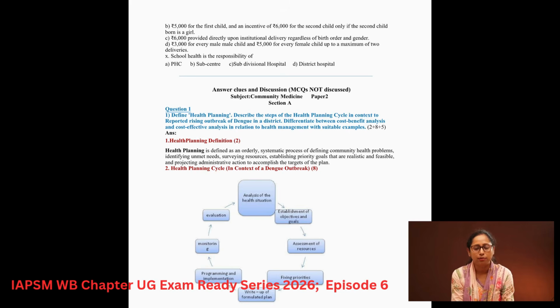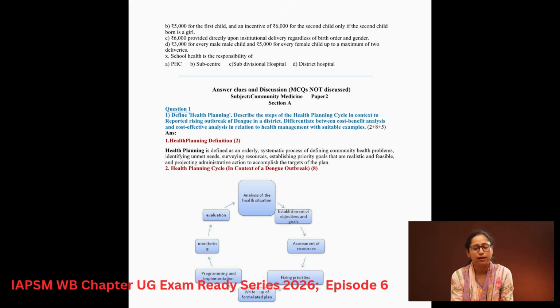Now, coming to the health planning cycle in context of a dengue outbreak, you all know the main points, you know about the planning cycle. The headings would be analysis of the health situation, establishment of objectives and goals, assessment of resources, fixing priorities, formulation of plan and action, programming and implementation, and finally monitoring and evaluation, and thus the cycle goes on, right. So, please under these headings you need to write giving the context of dengue here.